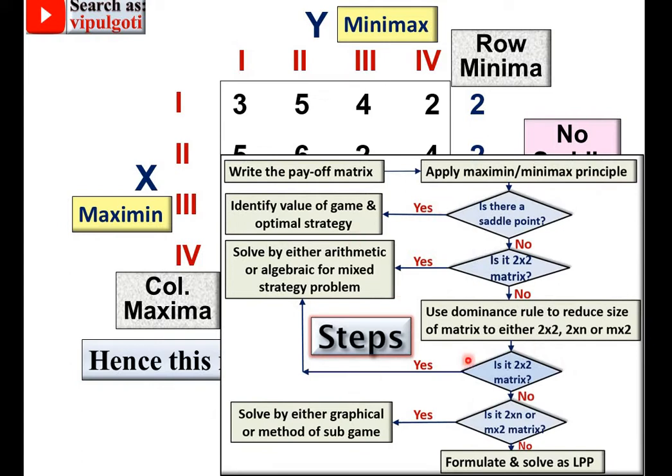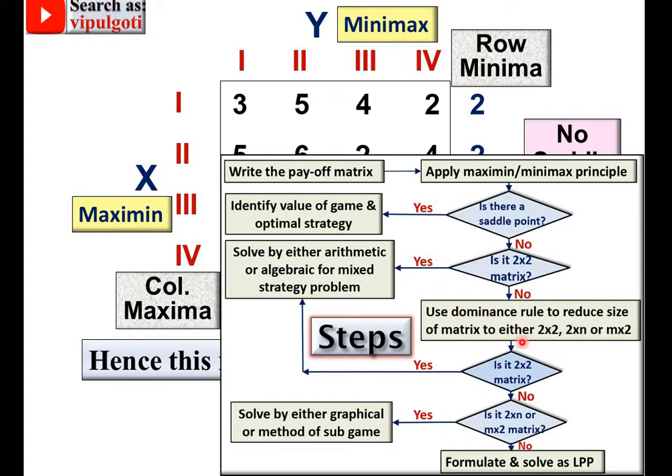So once again, look at the steps. Here we have seen there is no saddle point. The next step, is it a 2 by 2 matrix? Here it is actually a 4 by 4 matrix. So once again it is no. So now the next step is to use the dominance rule to reduce the size of the matrix to either 2 by 2, 2 by n or m by 2.